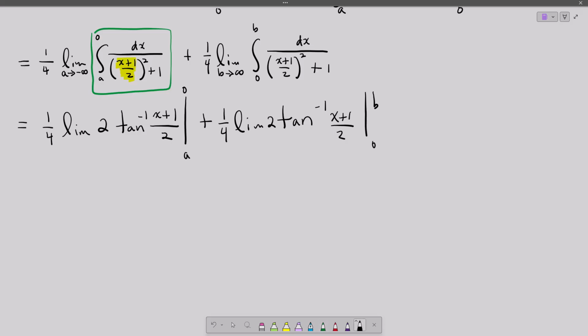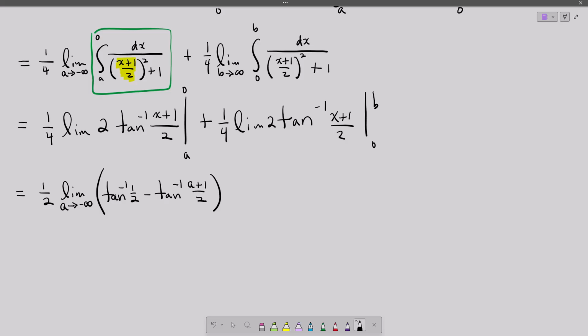Now we have to deal with all the substitutions. Substitute upper limit, lower limit in both of them. This 2 can factor out to the front in each, right? Constants can come through limits, derivatives, and integrals. So this is going to be 1/2 limit as a goes to negative infinity. All right, let's plug in the upper limit. So we get arctan of 1/2, plugging in 0, minus arctan of a plus 1 divided by 2. So there's the first one.